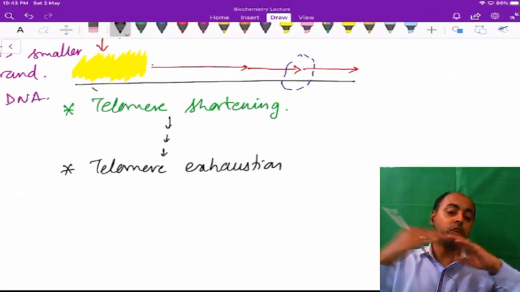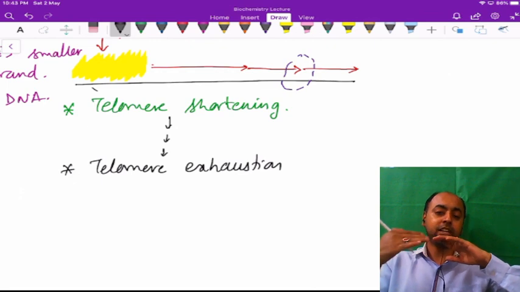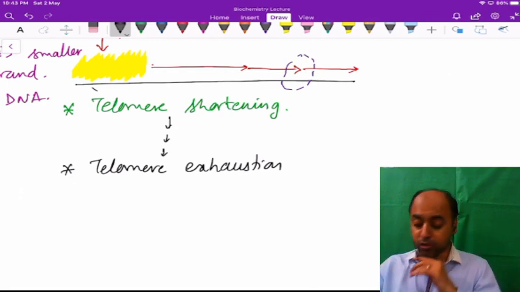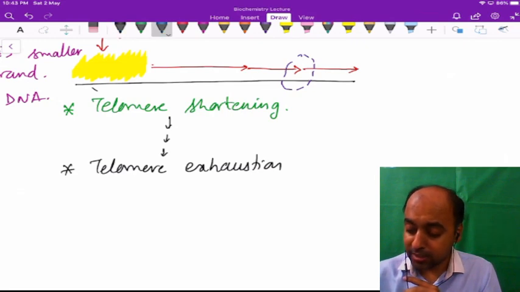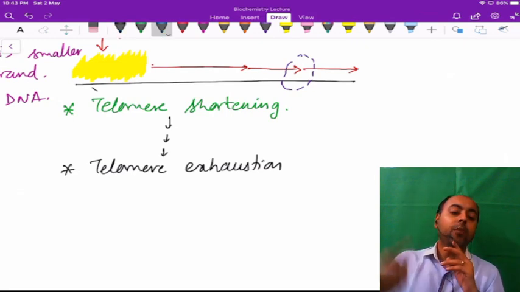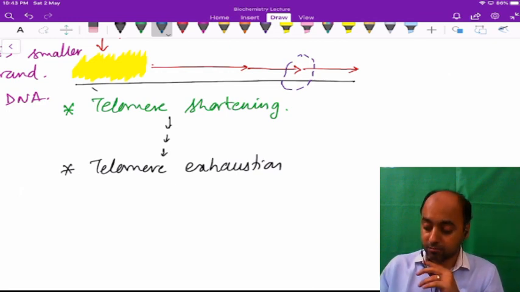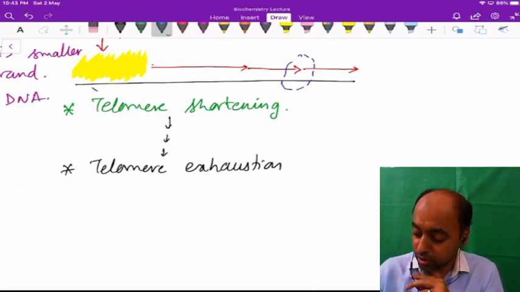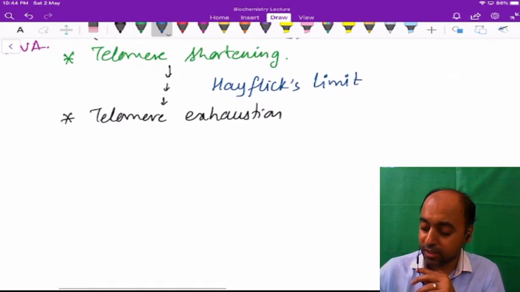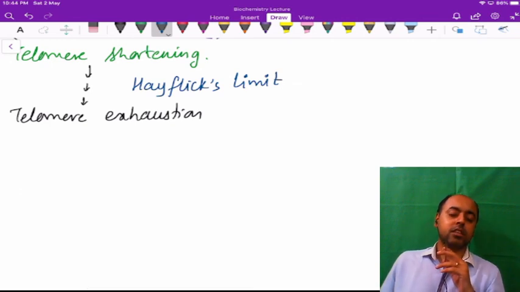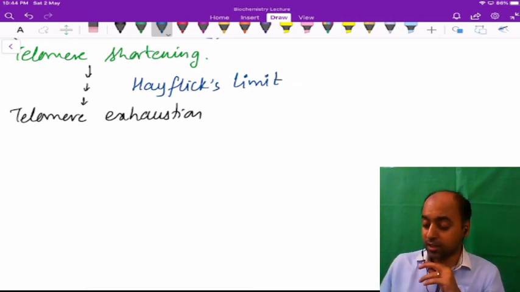They will try to join together, and they will become unstable when they join together. After that, apoptosis will occur. So telomere exhaustion is a marker of how many times a cell can divide. Telomere exhaustion will tell us about the number of times a cell can divide, and this is known as the Hayflick limit.